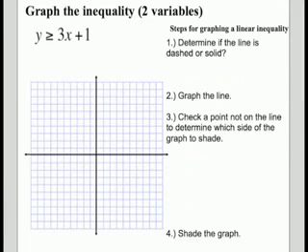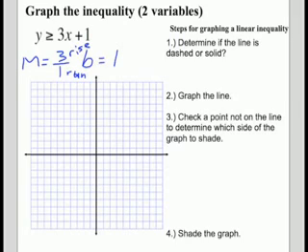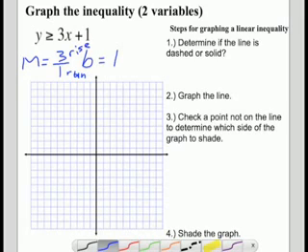Now we're going to graph the inequality y is greater than or equal to 3x plus 1. If we look at this, it reminds us of slope-intercept form, y equals mx plus b, where we have to identify the m, the slope, and the b, the y-intercept. So what we're going to do first is identify the slope and the y-intercept. In this equation, the slope is 3 and the y-intercept is 1. Now we'll write the slope as a fraction, rise over run. So it'll be 3 over 1, because you can turn any number into a fraction by writing it over 1.